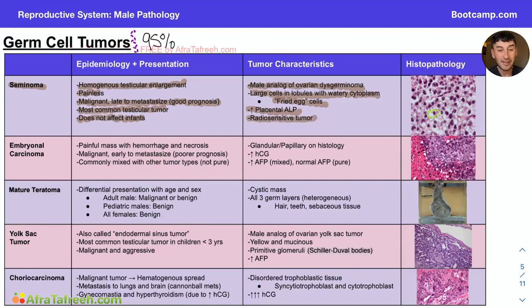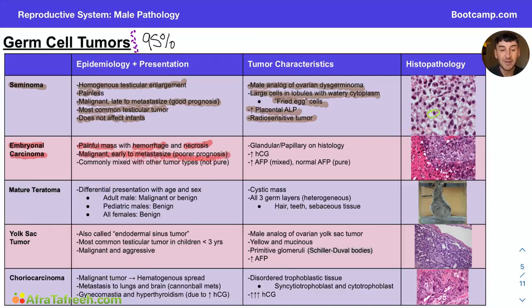Now, let's move on to our next tumor, which doesn't have such a great prognosis, and this is what I think of as the meanest testicular tumor. This is going to be our embryonal carcinoma. And the reason why I think of this as a mean tumor is because it is painful, it is hemorrhagic, and it's associated with necrosis and a poor prognosis. So painful mass, hemorrhage, necrosis, and then these are malignant, and as opposed to seminoma, they're going to metastasize very early. So they have a poorer prognosis compared to our seminomas.